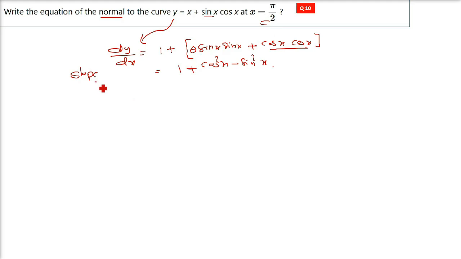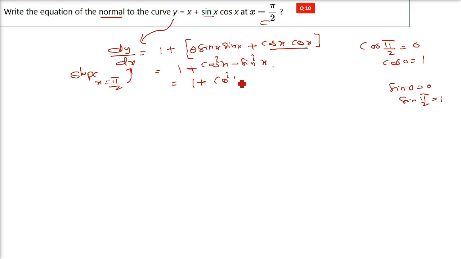At x equals pi by 2, what will be the slope of the tangent? Just put x equals pi by 2. So we have cos 0 as 1, cos pi by 2 is 0. Just remember this: sin 0 is 0, sin pi by 2 is 1. You can employ it here also. We have cos square x minus sin square x. So we have 1 plus cos square pi by 2 minus sin square pi by 2. So 1 plus 0 square minus 1 square. So 1 minus 1 is going to be 0. So this dy by dx is 0.